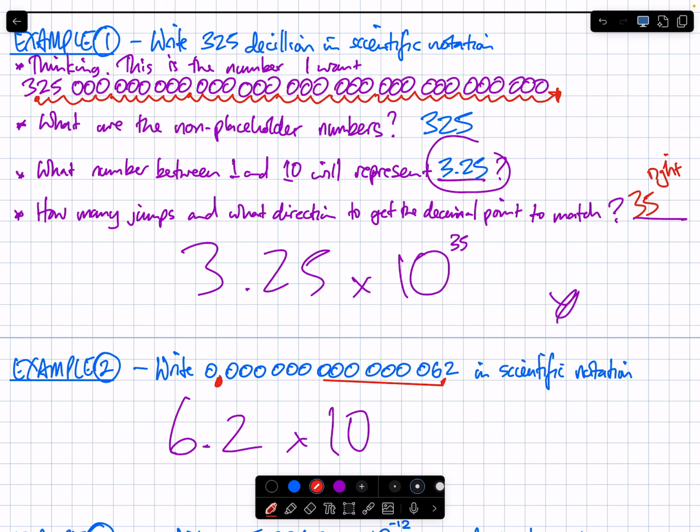1, 2, 3, 4, 5, 6, 7, 8, 9, 10, 11, 12, 13, 14 jumps. So what's my power of 10 going to be? Is it just going to be 14? Negative 14. Well done. Why? Because I jumped to the left.